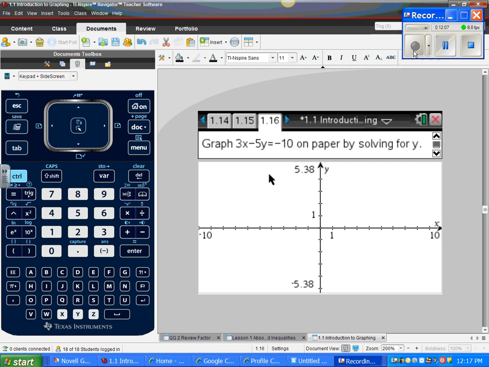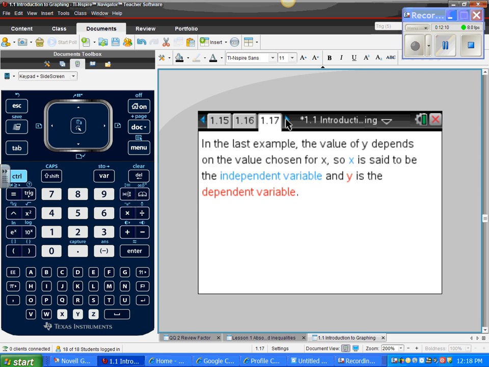Okay, we're going to move ahead to the next page. So the last example, the value of y depends on the value chosen for x. So x is said to be the independent variable, and y is said to be the dependent variable. So again, x is independent, y is dependent.